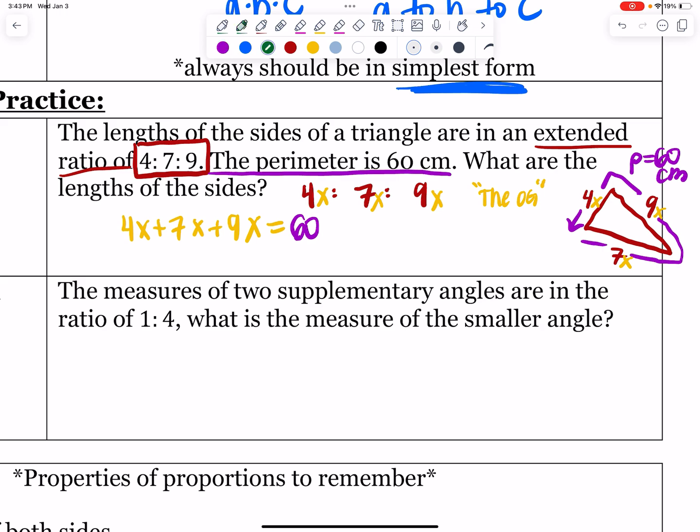And this equation allows me to combine like terms, because when I put all of those together, 4x plus 7x plus 9x, that is 20x. So if 20x equals 60, then what is x equal to? X is equal to 3.